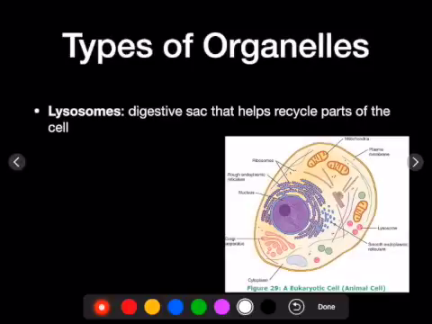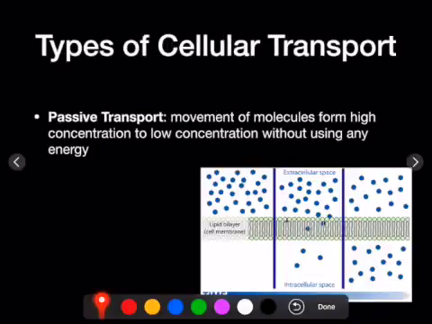Lysosomes are like the garbage men of the cell, and they are basically just a digestive sac that helps recycle parts of the cell, okay? So our lysosome, which is located right here, what they do is when there's a dead part of the cell, they actually merge to it, release their digestive enzymes, and they break down those parts so that they can be reused inside of the cell. All right, so these are all some of the major organelles that we have inside of our cell.